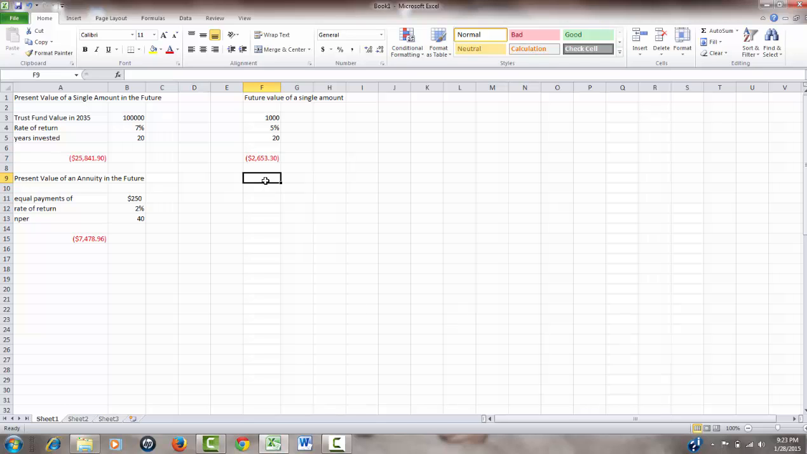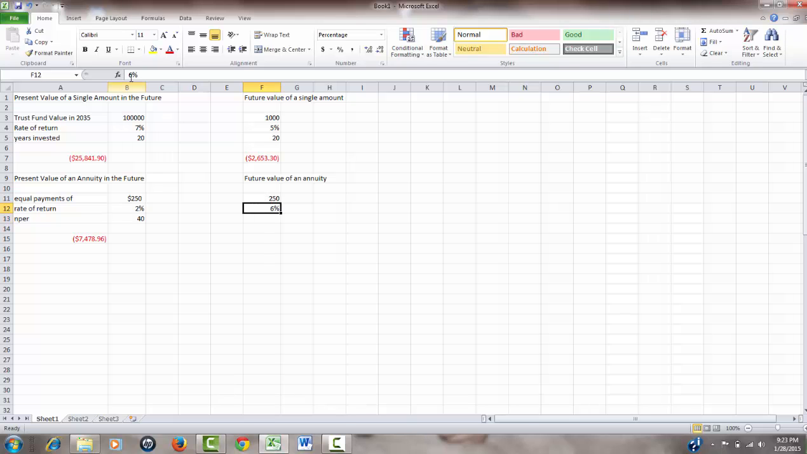Now we're going to do future value of an annuity. The equal payments. We're going to do equal payments of $250, which means I'm going to have taken out of my paycheck, every paycheck, $250 to put towards my retirement fund. All right? I'm going to do this myself. I'm going to have a rate of return, let's say, of 6%.